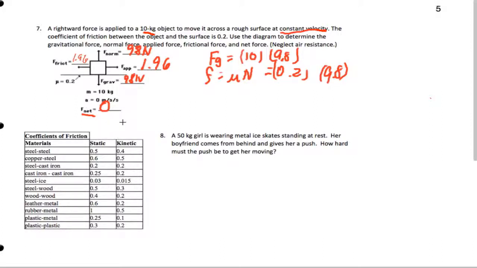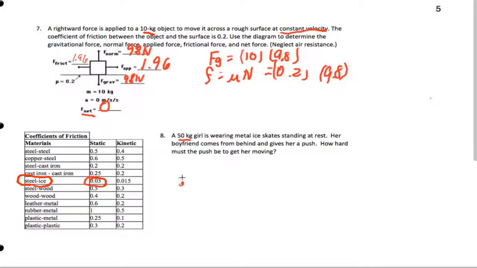All right, now for number 8. We have a 50-kilogram girl. She's wearing metal ice skates and standing at rest. Her boyfriend comes from behind and gives her a push. How hard must the push be to get her moving? So we need steel and ice's coefficient of friction. We need the static friction, and we want to know the maximum push possible.